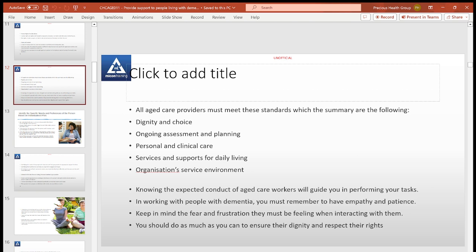Today we are going to be starting with our roles and responsibility in supporting people in our care who are having these particular diseases. So all aged care workers or all aged care providers must meet this standard, which the summary is as follows. All aged care providers, that is the organization where you are going to be working, have to always provide what we call dignity and choice. Dignity and choice is giving the right as well as opportunity for the person that is going through these diseases to make their own choices.